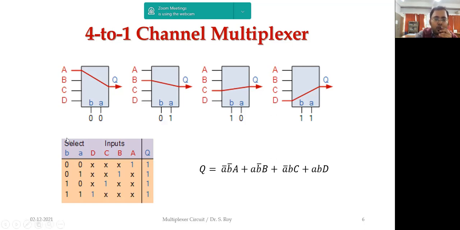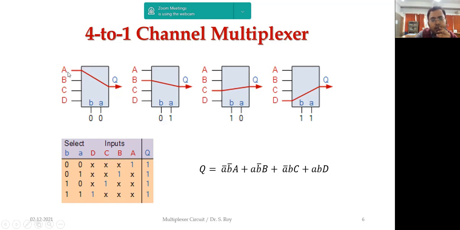Now, if I am going to draw the truth table for this 4 to 1 channel multiplexer, how does it look? We have 2 select lines, small b and small a. We have 4 input lines, capital D, capital C, capital B, capital A. We have 1 output line, that is Q.